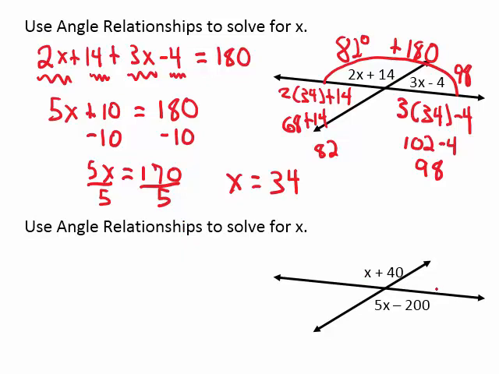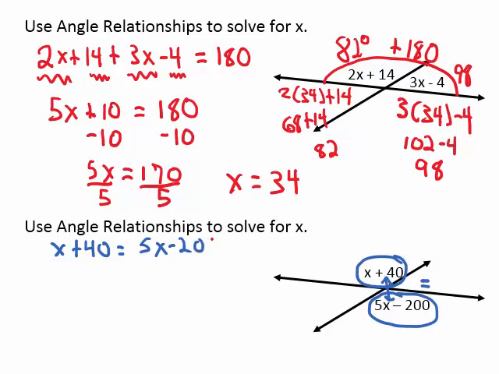All right, let's take a look at the angles down below, the x plus 40 and the 5x minus 200. In this case, you'll notice that the two angles are not next to each other, but they're opposite of each other. Since they're across from each other on those intersecting lines, they're vertical angles, which means they are equal. So x plus 40 is going to be equal to 5x minus 200.